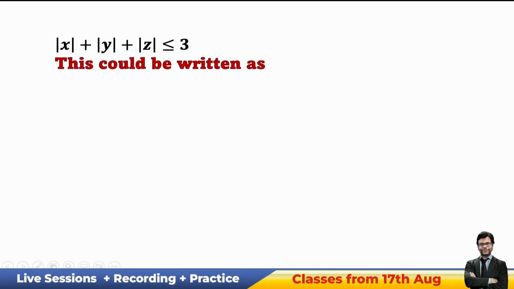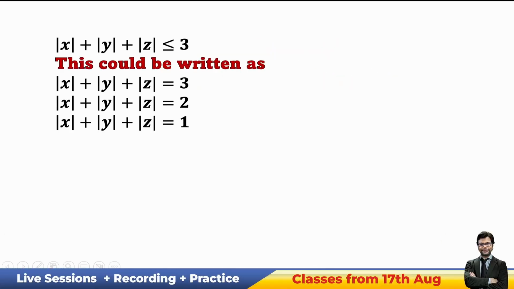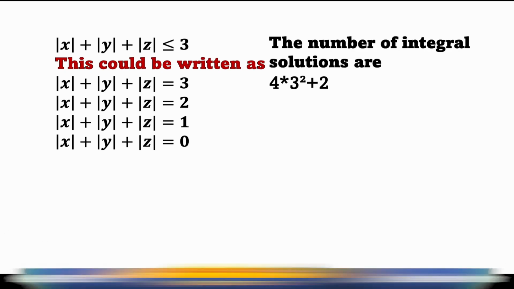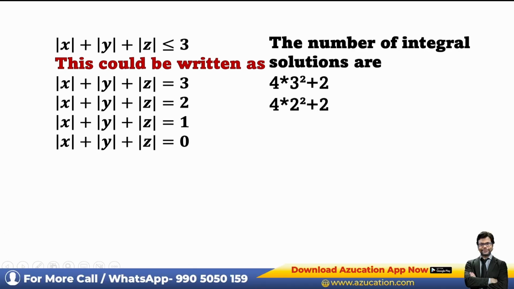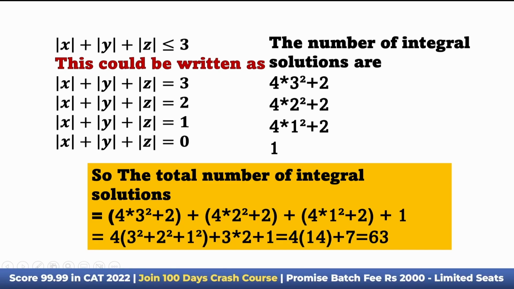So our question is less than or equal to 3. So this could be written as equal to 3, equal to 2, equal to 1, and equal to 0. Equal to 3, we have 4 into 3 squared plus 2; equal to 2, 4 into 2 squared plus 2; equal to 1, 4 into 1 squared plus 2; and equal to 0, the 1. We need to add all the values and we get the answer 63. Bingo, we solved this question in 1 minute.